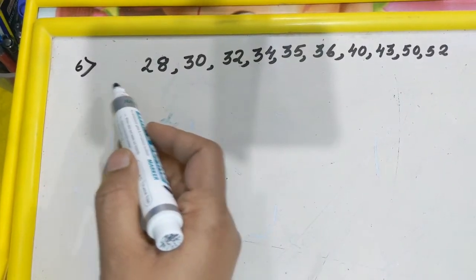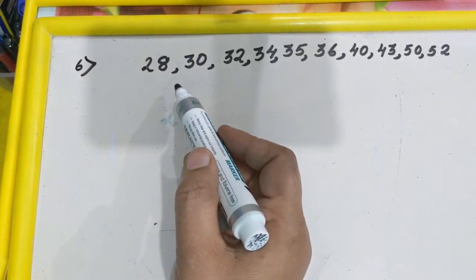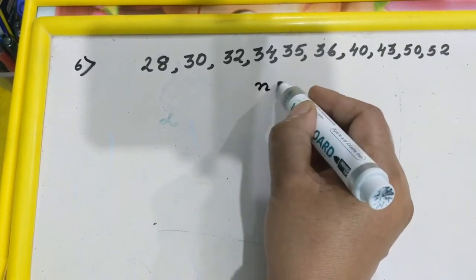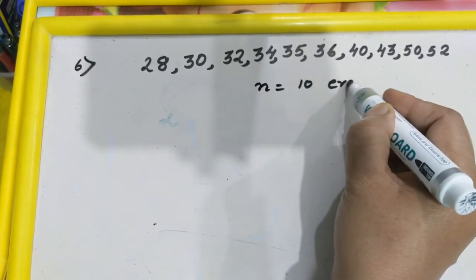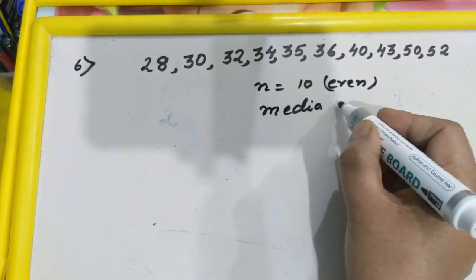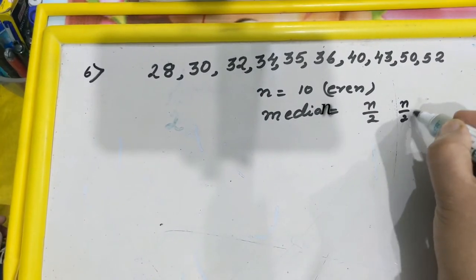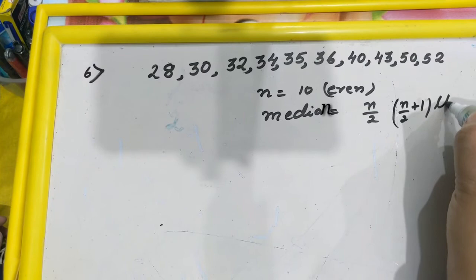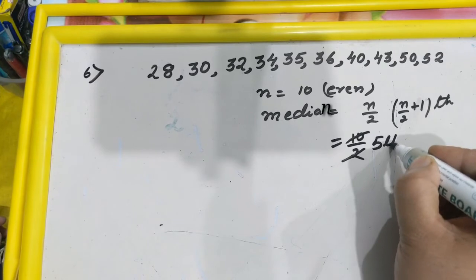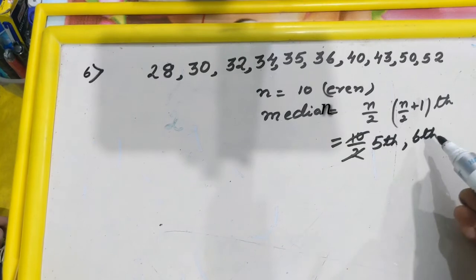Step 1 is already over. I have rearranged the ages in ascending order. Let's count and see if any observation is missed or not. 1, 2, 3, 4, 5, 6, 7, 8, 9, 10. Here n equals 10, which is an even number. In case of an even number, the median is the mean of the two centermost terms, that is the n by 2 and n by 2 plus 1th term. It means n by 2, 10 by 2, that is the 5th term, and the next term is the 6th term. So we have to calculate the mean of these two observations.